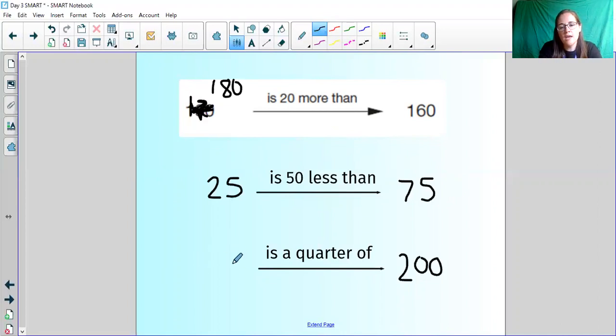So this number here is a quarter of 200. So what number is a quarter of 200? Well, to find a quarter of something, we divide it by 4, don't we? We split it into 4 parts. 200 divided by 4 is 50. If you didn't know that, you could think, well, what's 20 divided by 4? I know that is 5, so 200 divided by 4 is 50.